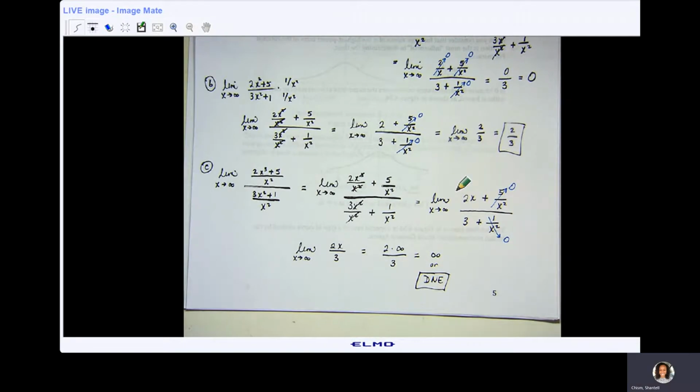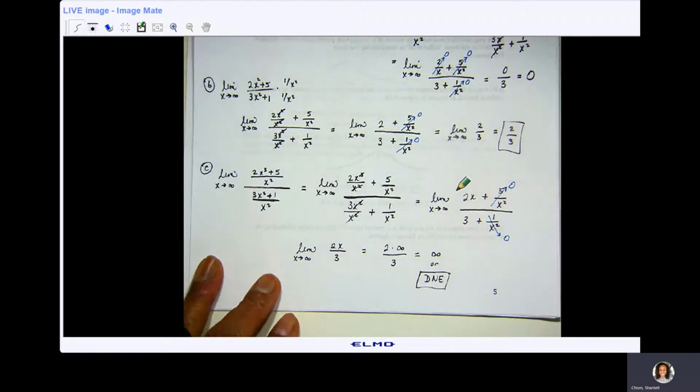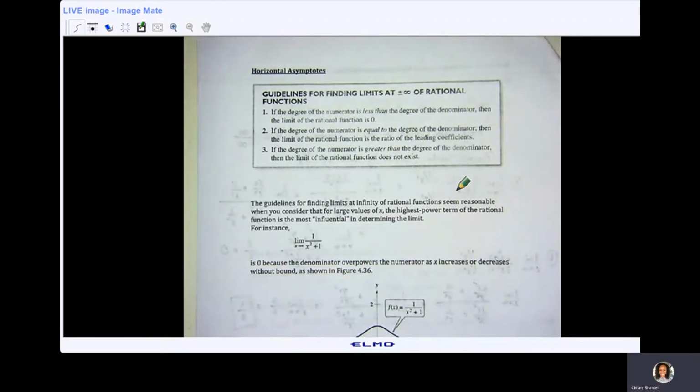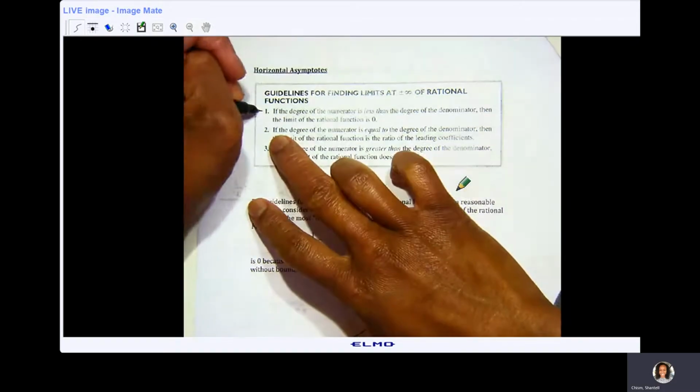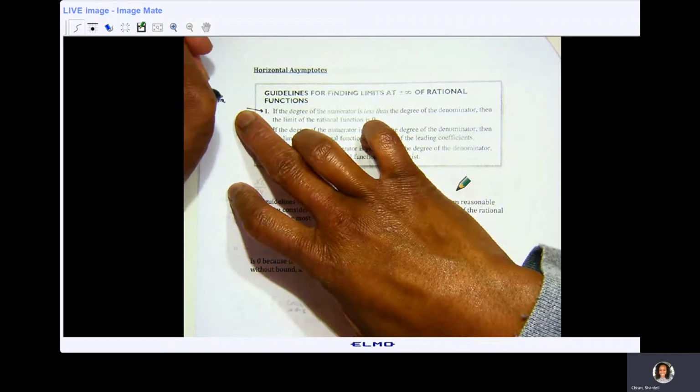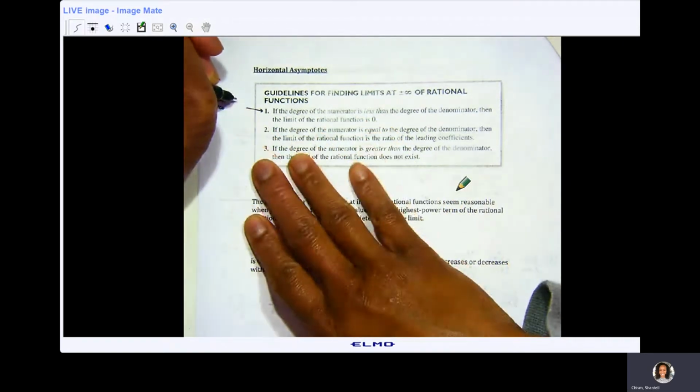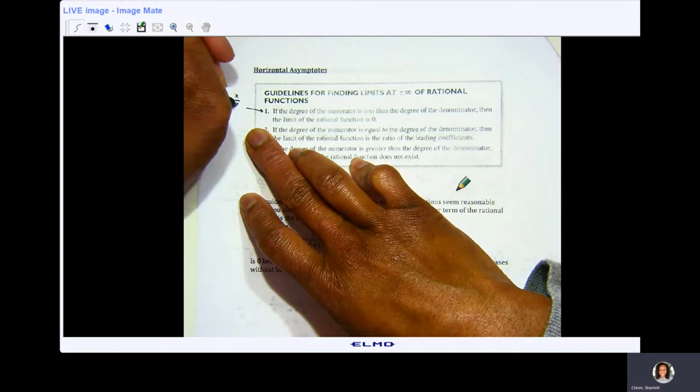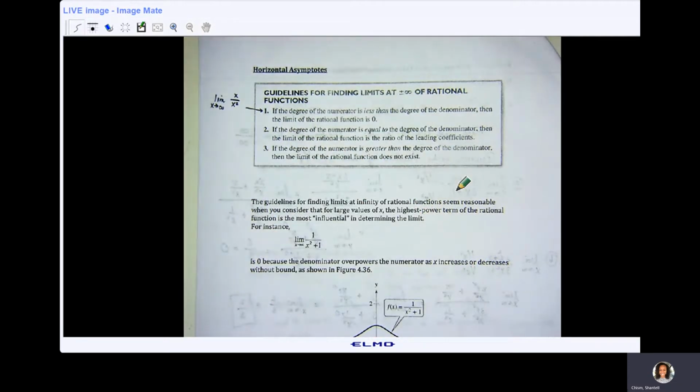All right, let's see what else we've got here. So some guidelines on this next page here. Guidelines for finding limits at positive infinity or negative infinity of rational functions. If the degree of the numerator is less than the degree of the denominator, then the limit of the rational function will be 0. Okay, so let me just give you an example. If you have the limit as x approaches infinity of x over x squared, something like that, that would be 0.